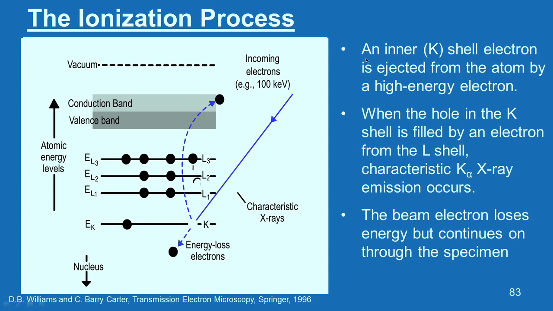So, an inner K shell electron is ejected from the atom by a high energy electron. When the hole in the K shell is filled by an electron from the L shell, characteristic K alpha X-ray emission occurs. The beam electron loses energy, but continues on through the specimen.